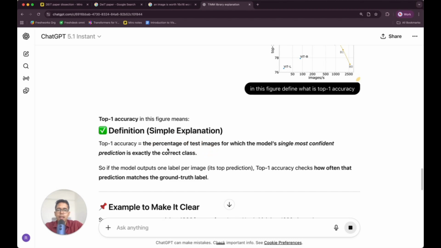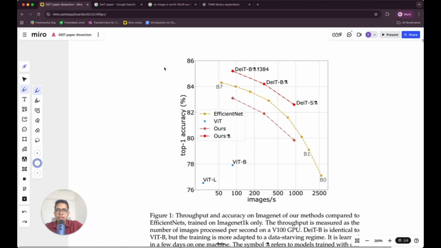So basically, for what percentage of test images was the model's single most confident prediction the exact class. So basically, its percentage score, the closer it is to 100%, the better the model. Basically, you can think of this as just accuracy for ease of understanding. So accuracy versus speed, that's what this is.